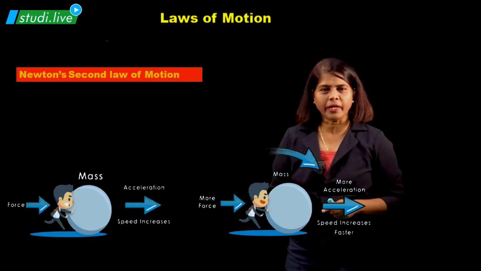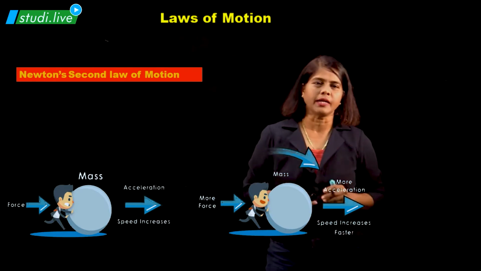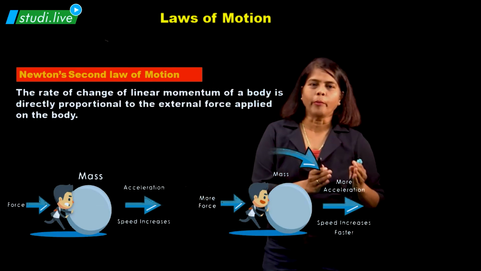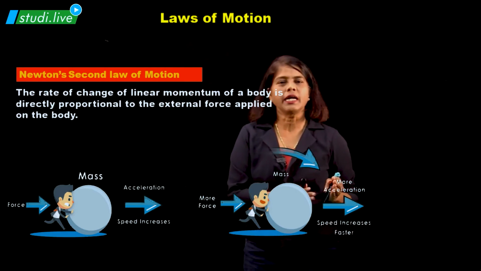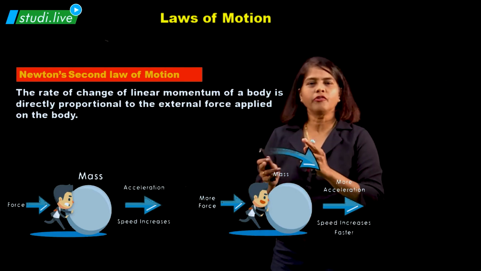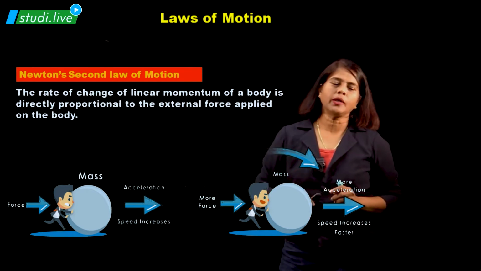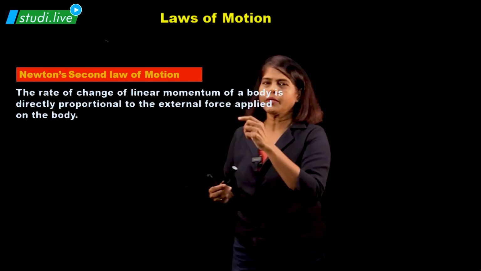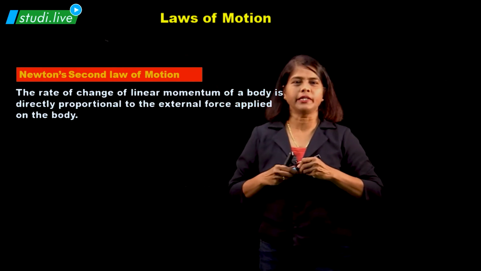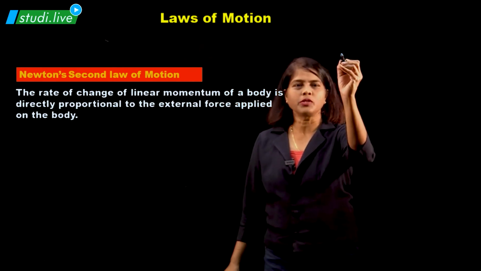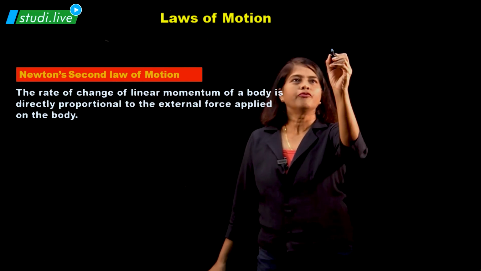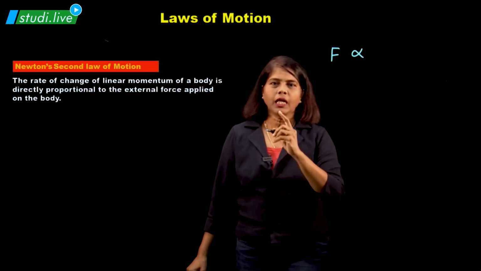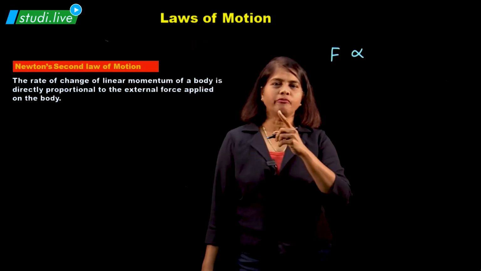That is what is explained, and Newton's second law says that the rate of change of linear momentum of a body is directly proportional to the external force. Now based on this, let us derive the important formula for force. With the definition, let me write the same thing in terms of a formula. Force is directly proportional to the rate of change of momentum.